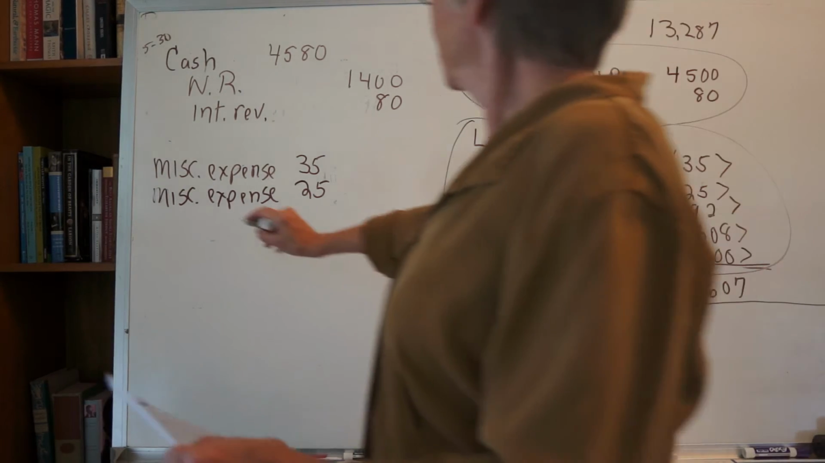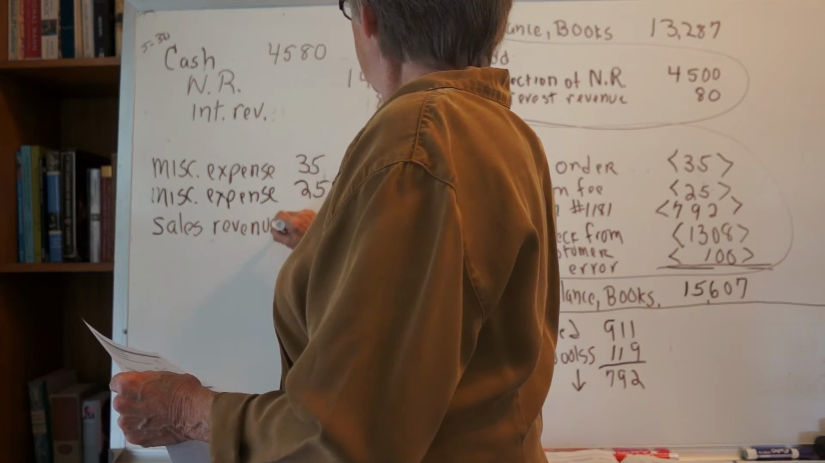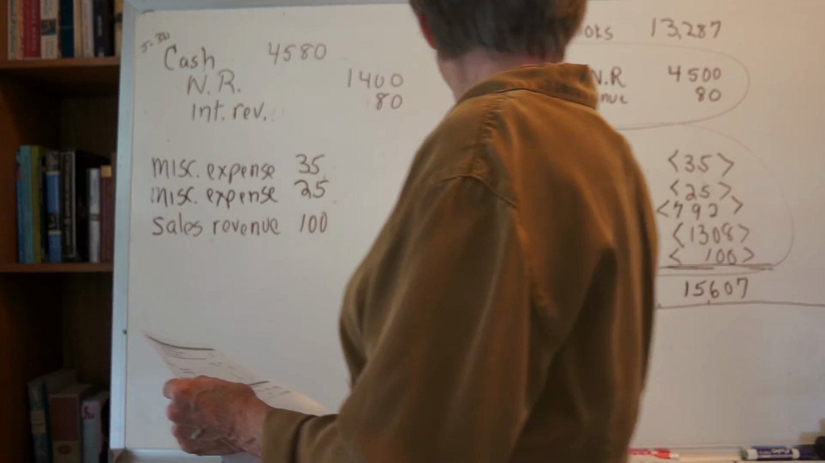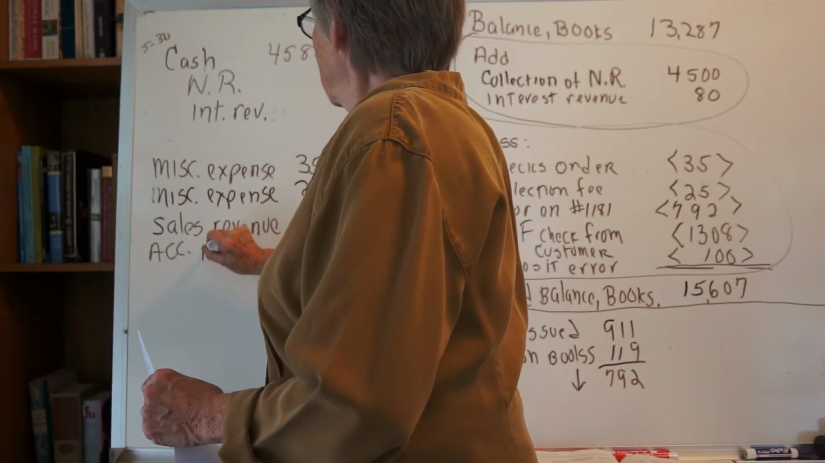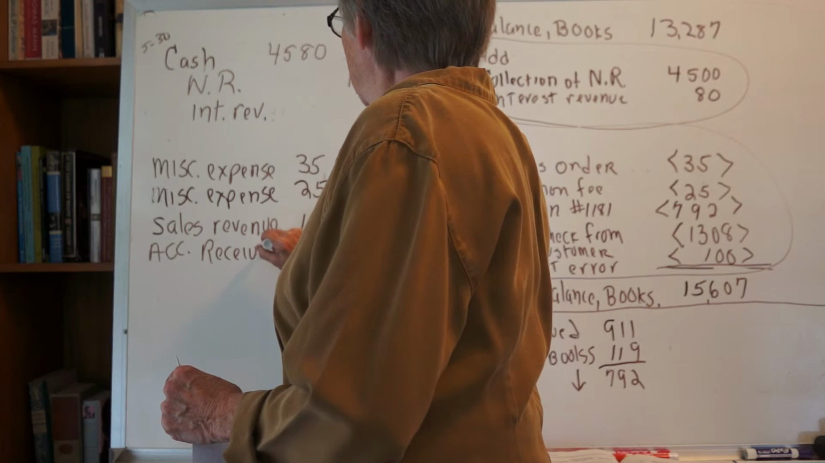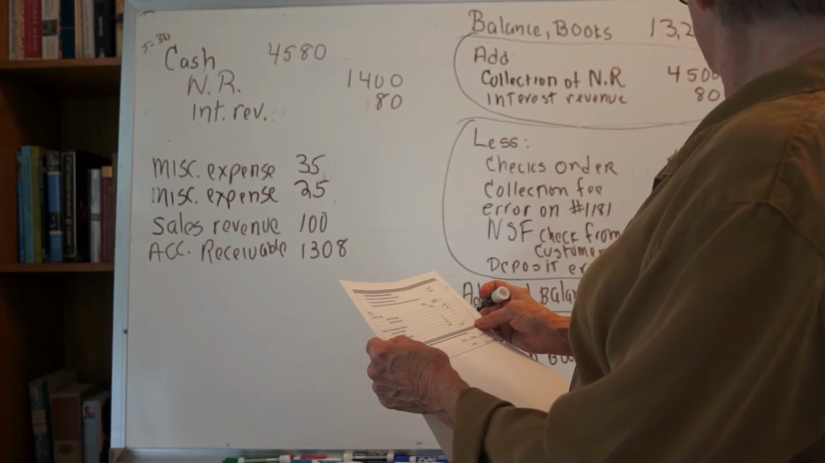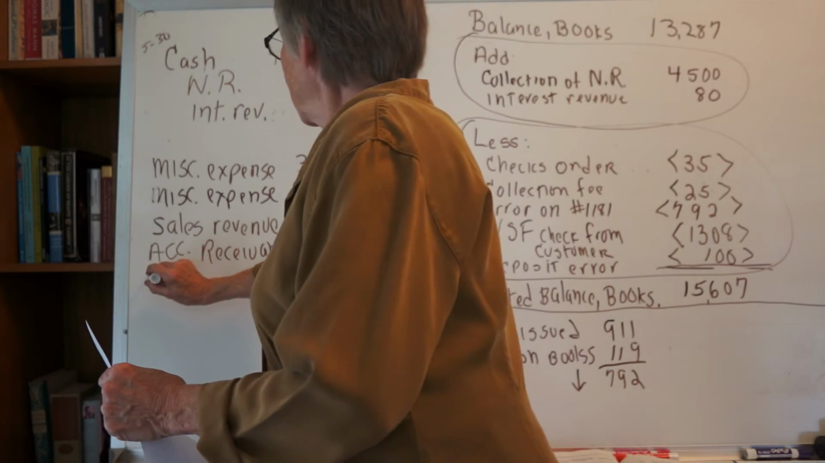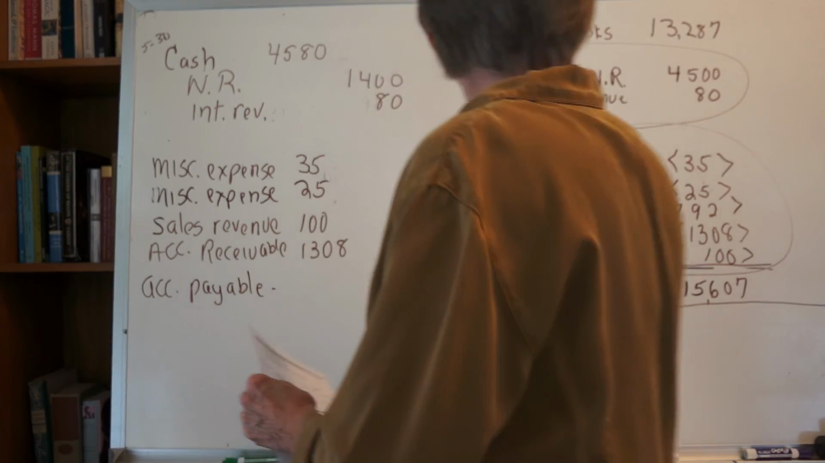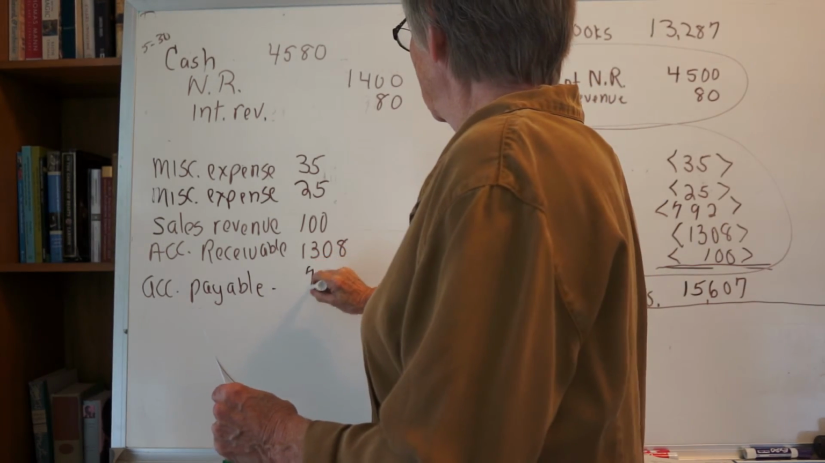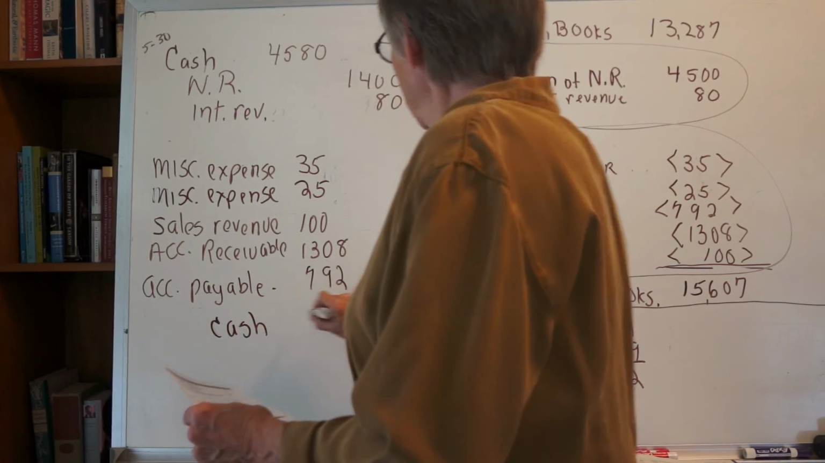The $100 deposit error, we would be debiting to sales revenue because we actually had less sales than we thought, okay? And then the non-sufficient funds check would be to accounts receivable. To put that back on our books, we have to send them a bill for that, for the 1308. Okay, and what did I miss here? Oh, the check, the error on the check would be a debit to accounts payable for the 792. Okay, so we would be reducing our cash balance by the total of that, which is 2260.